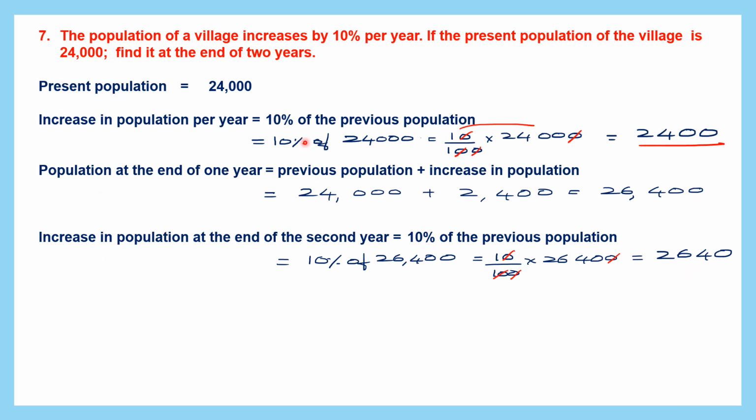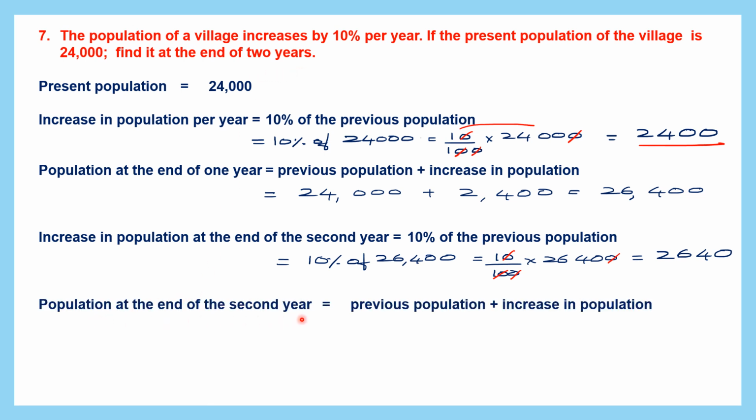So we have found the increase. Now we have to find what is the population at the end of 2 years. So to find that, we say the previous population, that is 26,400, plus the increase in population, which is 2,640. So let's do that. So the previous population is 26,400. To this we add the increase in population, which is 2,640. So when you add these two, you get 29,040. So this is the population at the end of 2 years, 29,040. This is our answer.